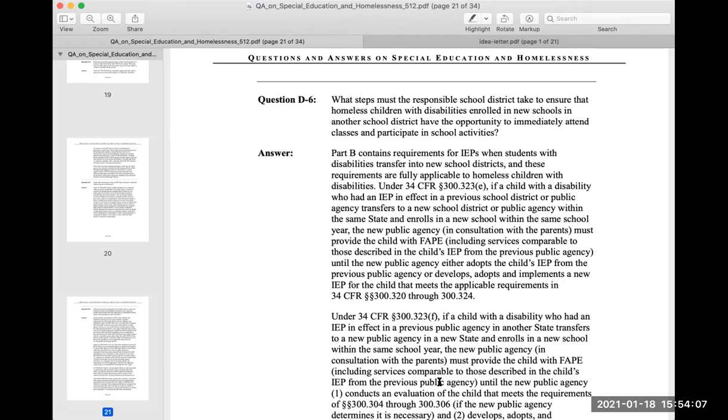This can include detailed records of telephone calls made or attempted and the results of those calls, copies of correspondence sent to the parent's home or place of employment and any responses received, and detailed records of visits made to the parent's home or place of employment and the results of those visits.